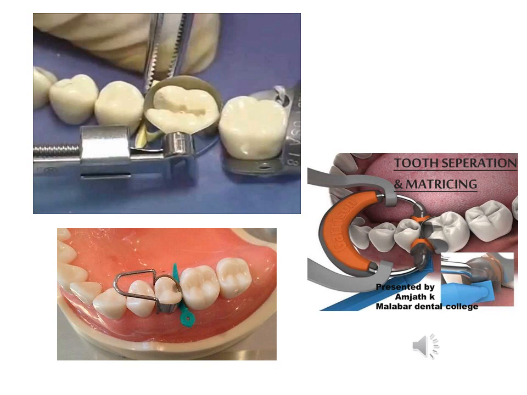Here in this picture, as you see, the matrix retainer and band and also the wedge, which separated the adjacent teeth from the prepared tooth. As we say, these are for prevention of overhang filling, slippage of material between the adjacent tooth.